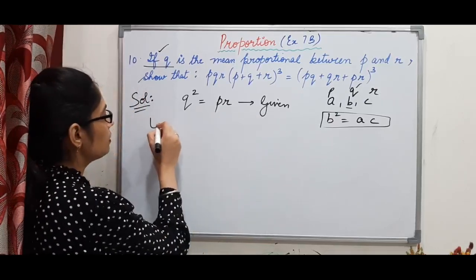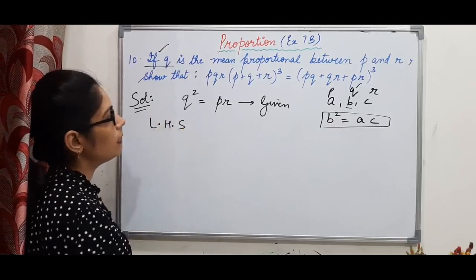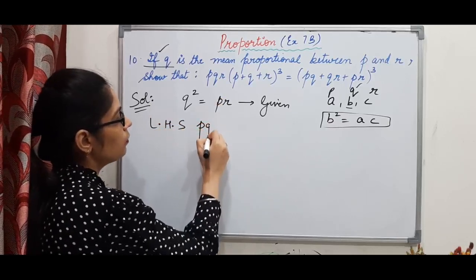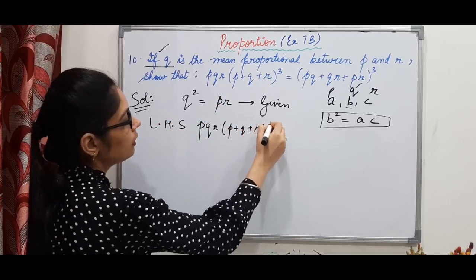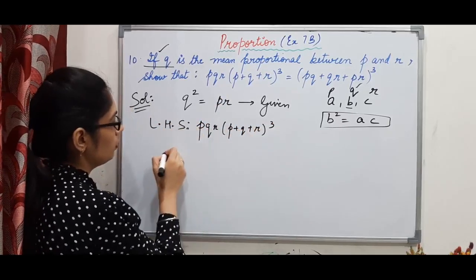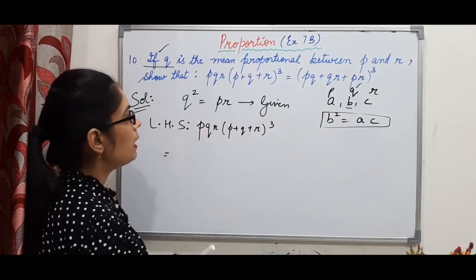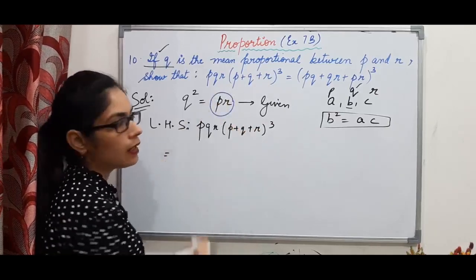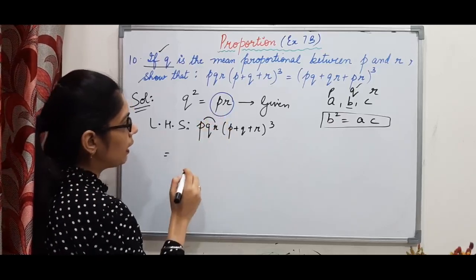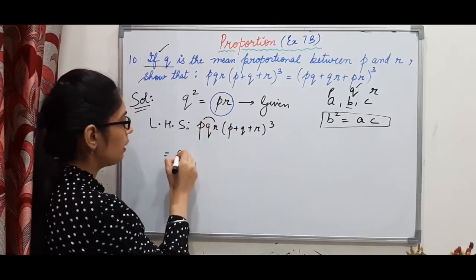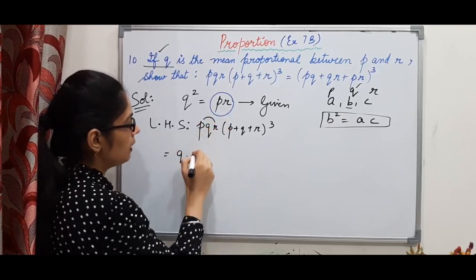So let's start. I will start from the left hand side. It is PQR into (P plus Q plus R) whole cube. See, PR is equal to Q square. PR, here if you see, it's P into R. PR means P into R. Q I will just write here and PR I will write together.